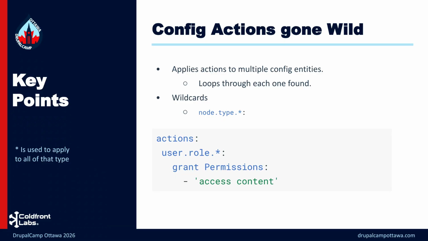Okay, so wildcards are the way that recipes can apply changes across multiple config files at the same time. So if you do something like, hey, I want this changed and I want it applied to, in this example, user role star, it will take that config action, the grant permissions, and it will apply that change to every single role on your site. It will just go through all of them.